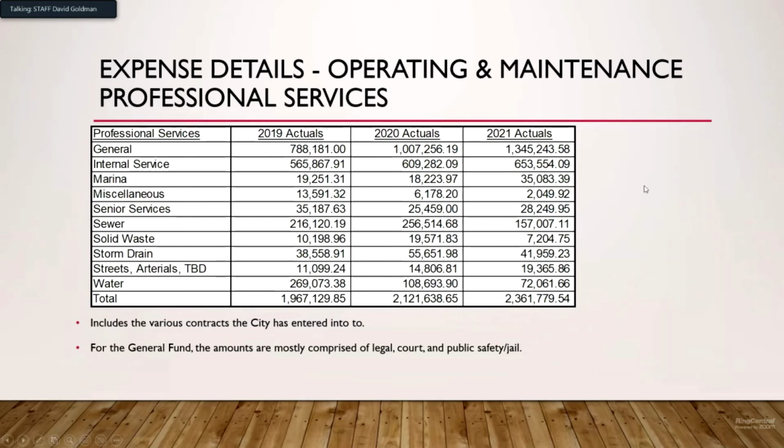So professional services are all the various contracts the city has entered into. For the general fund, those amounts are mostly comprised of legal expenses, court expenses, and public safety and jail, which has increased. The jail cost has increased over the past few years. But you can see how it's broken down in all the different funds here.